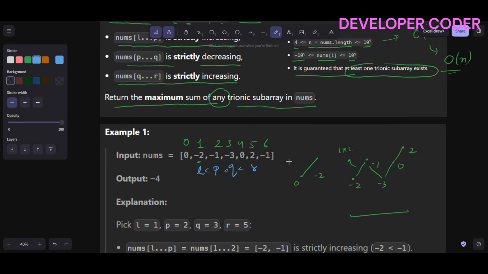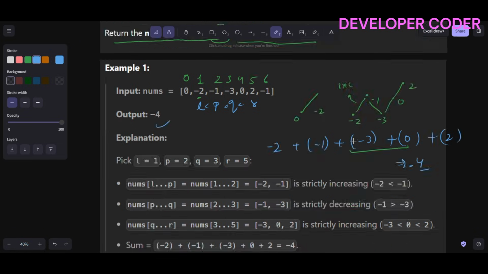Now if you calculate the sum: minus 2 plus minus 1 plus minus 3 plus 0 plus 2. So overall sum is minus 2 minus 1 minus 3 is minus 6. Minus 6 plus 2 is minus 4. So that is your output. Okay, this is clear.